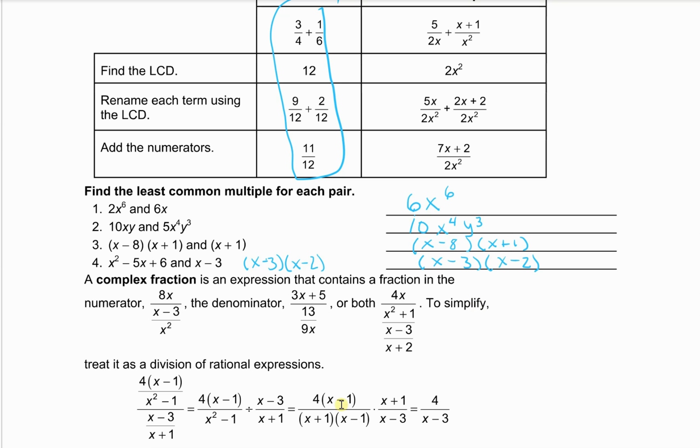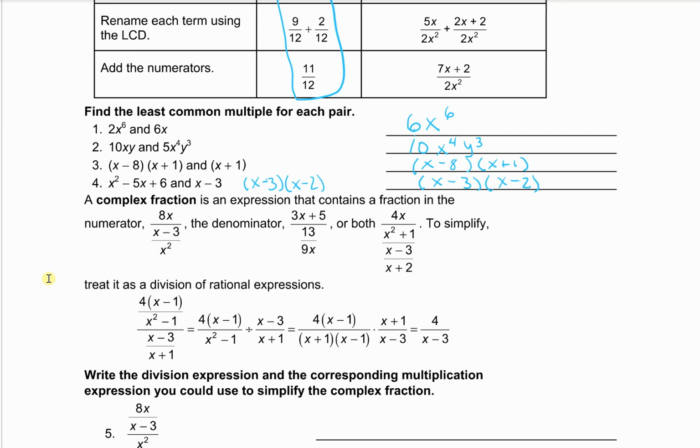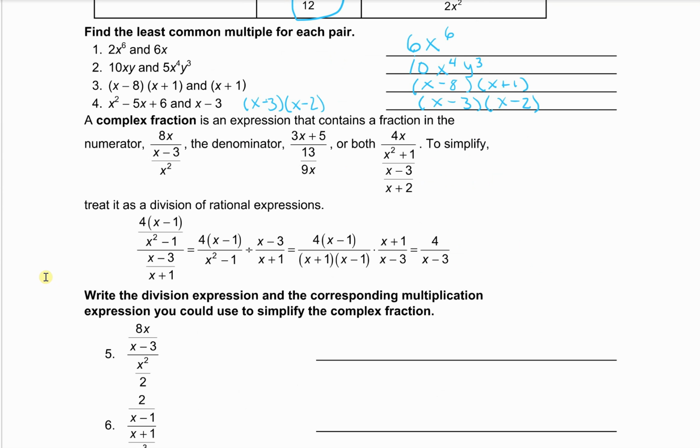Now, something that they do mention in the textbook but doesn't really show up in these notes is this idea of a complex fraction. A complex fraction is a fraction that has a fraction in it. And basically, it's just another form of a division problem. So here we have 8x divided by x minus 3 over x squared.